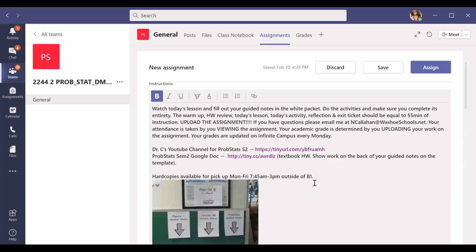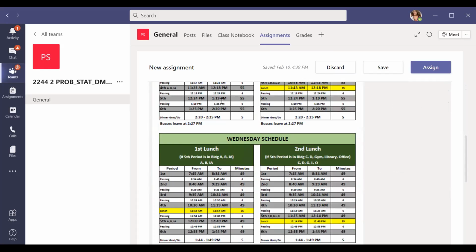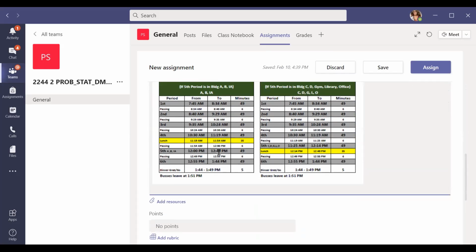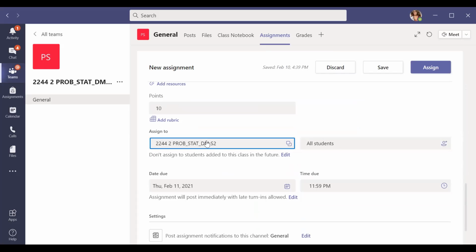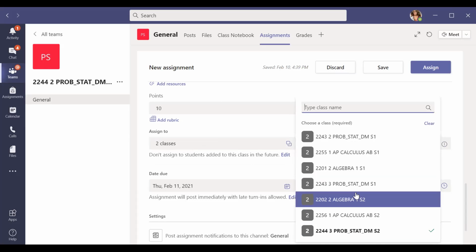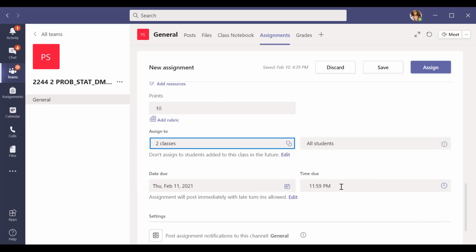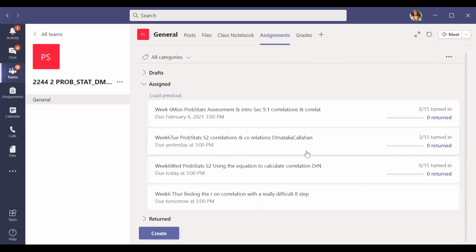Make sure you are checking in with me by 5th period, which is going to end at 12:49, and 6th period at 1:44. This is going to be for 2 classes. And as always, this is due by 3 p.m. All right, with that said, let's get started.